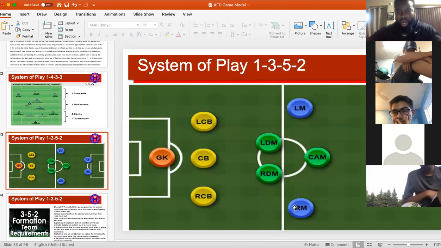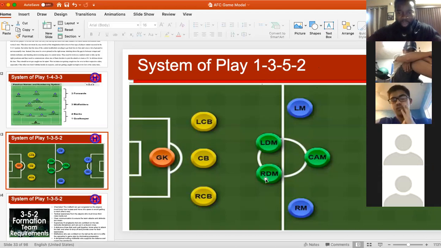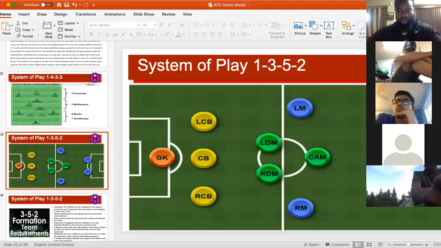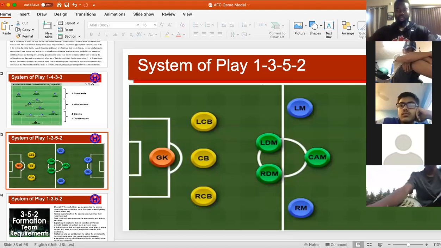These guys are wide here. These guys could be our left and right back, but they are our left and right mid. Then we have 2 defensive midfield here, which is left defensive mid and right defensive mid. Then we'll have our attacking mid over here. And then up here we'll have our 2 attacking players. They call them 2 strikers in this formation.